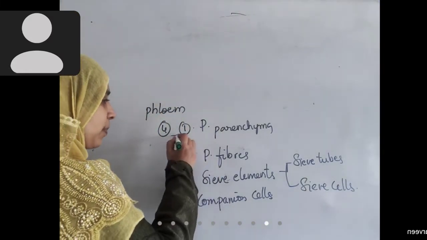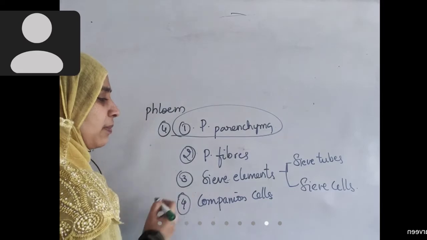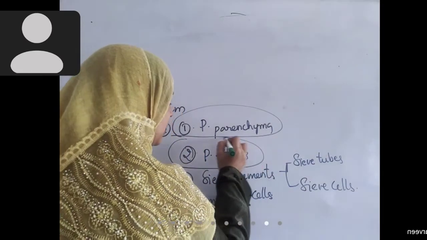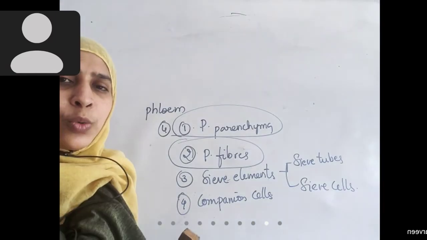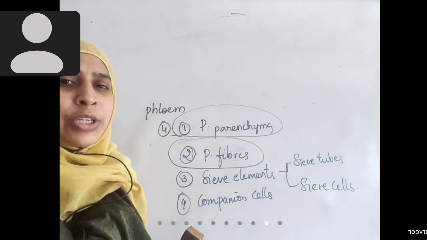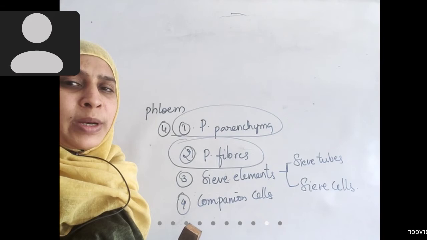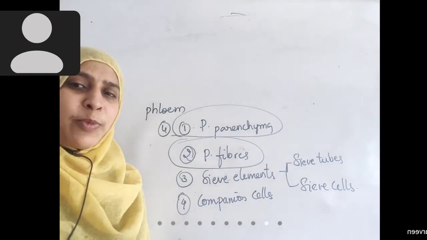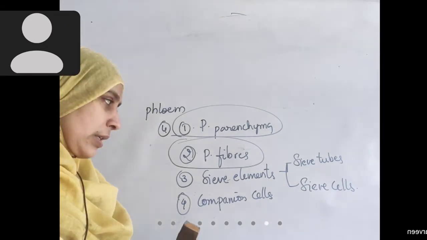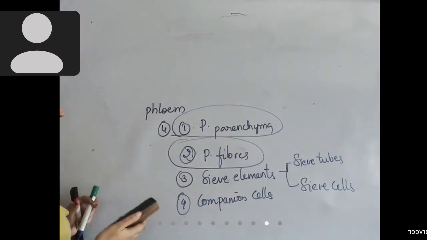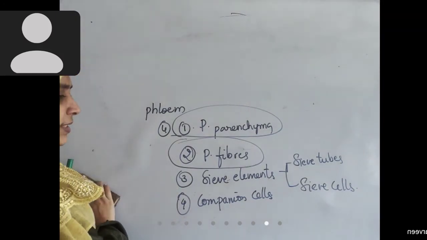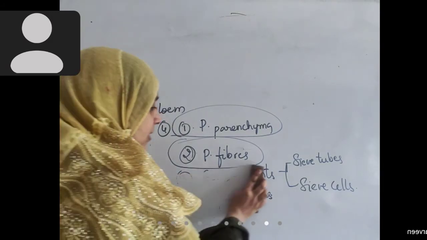So again, I need not say parenchyma is similar to the parenchyma simple tissue. Fibers are similar to sclerenchyma fibers, because phloem also requires some food material for its own purpose. So phloem also has some parenchyma, and phloem also has fibrous tissue which helps in mechanical support. Now we'll see what are sieve elements and companion cells.